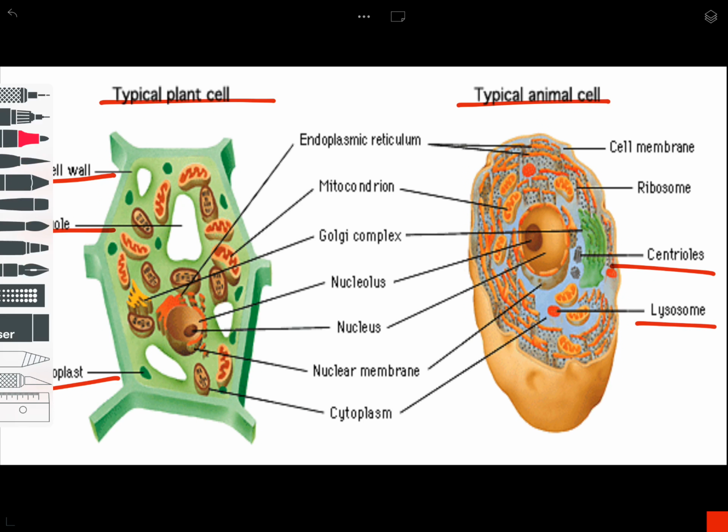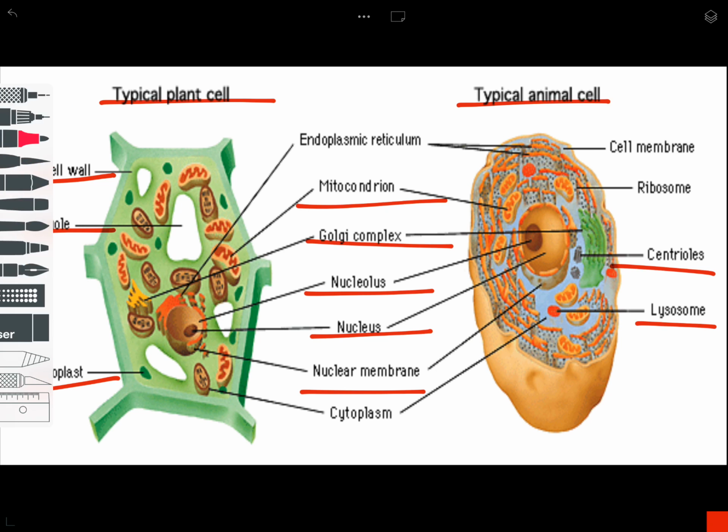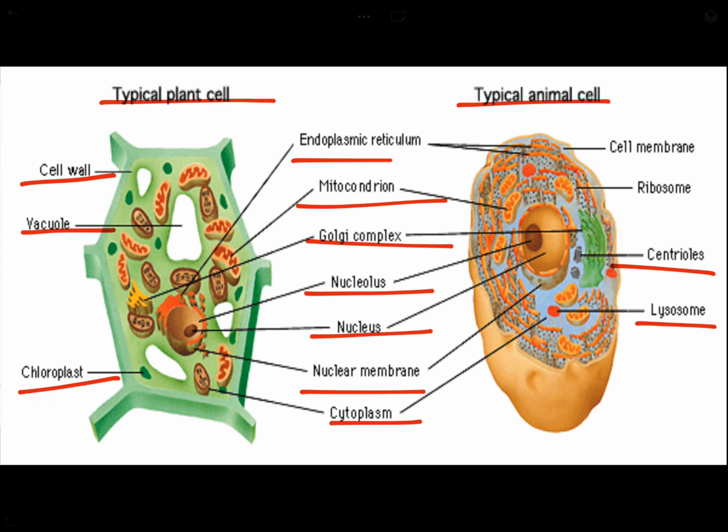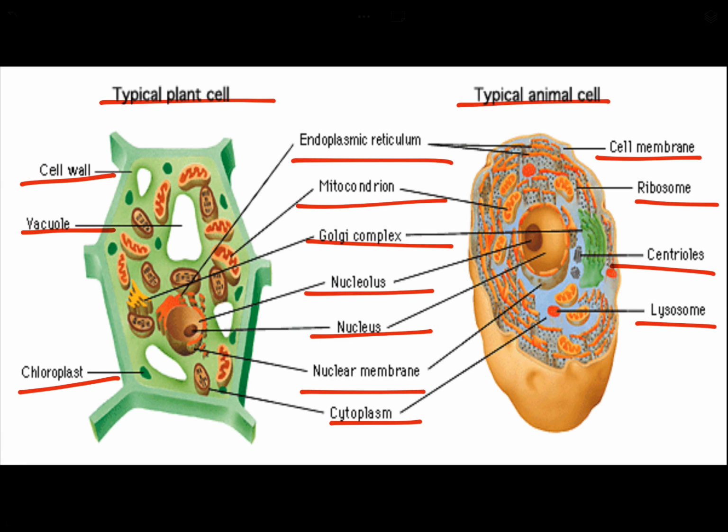If you guessed they are both eukaryotes, you would be right because they have membrane-bound organelles such as mitochondria and a nuclear membrane. They also have a nucleus, a nucleolus, and a Golgi complex. They also have a cytoplasm and an endoplasmic reticulum. They also have a cell membrane and ribosomes to make proteins.